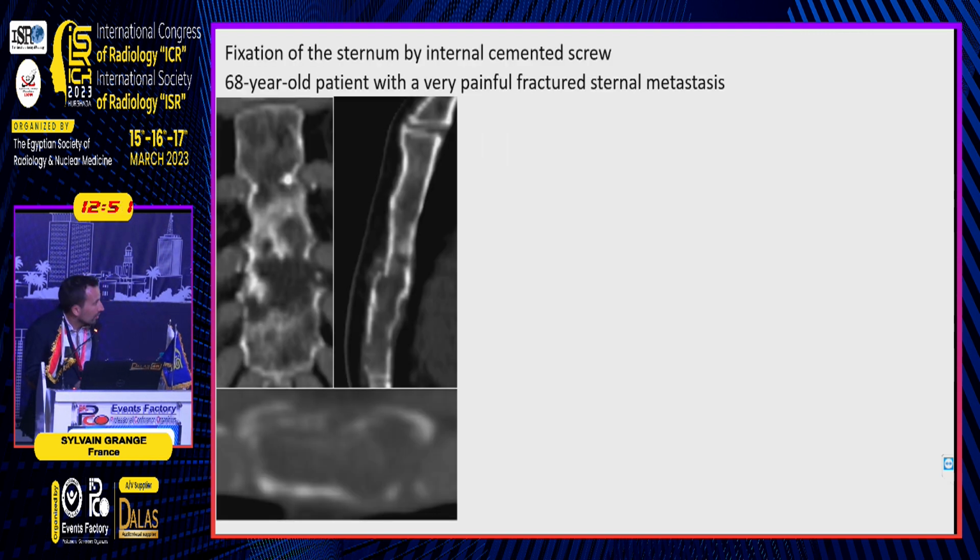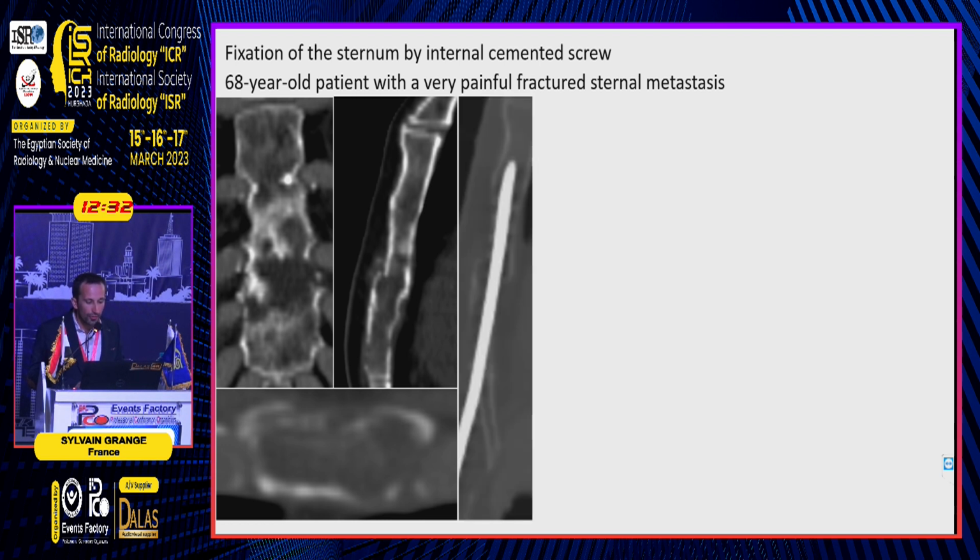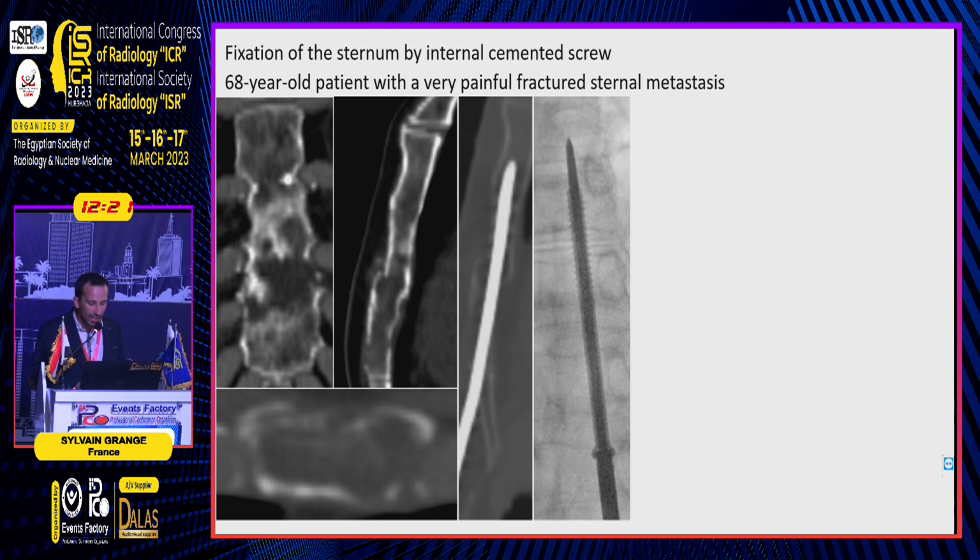Another case with fixation of the sternum by internal cemented screw on a 68-year-old patient with a very painful fracture sternal metastasis. As you can see here on the 3 planes on CT, you can see the lesion and the fracture. So first we insert a Kirschner wire through the fracture and the lesion into the sternum. After we insert, thanks to the screwdriver, the screw with CT and scopic guidance.